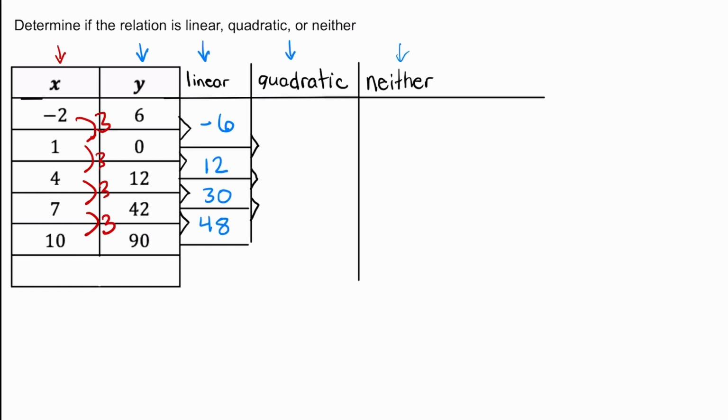So let's go through the second differences. For the second differences, we're going to look at the linear column and take the differences of those. So 12 minus negative 6 is 18. 30 minus 12 is 18. And 48 minus 30 is 18. Since these values are all equal, then we know that our relation is quadratic. If none of these values were equal, or one of them was different, it would be neither.